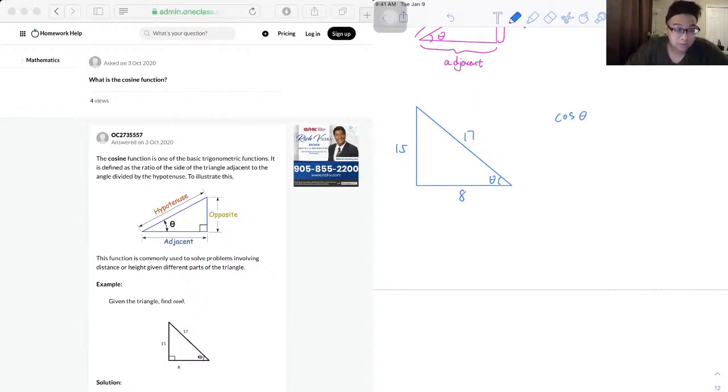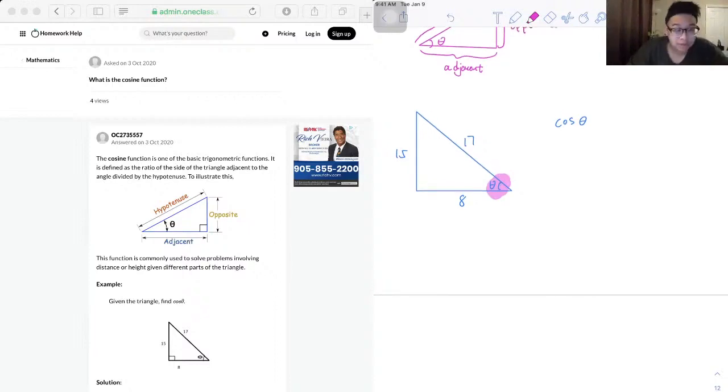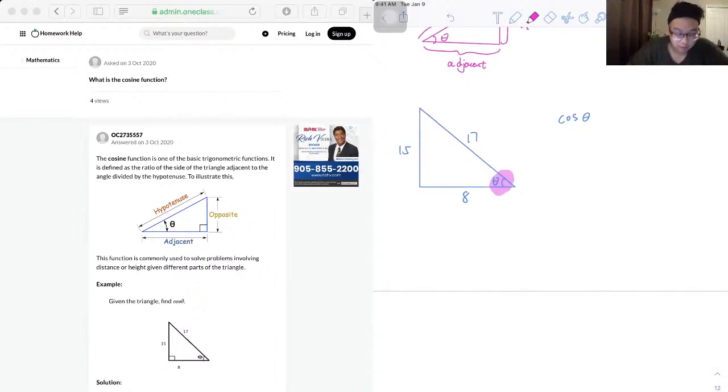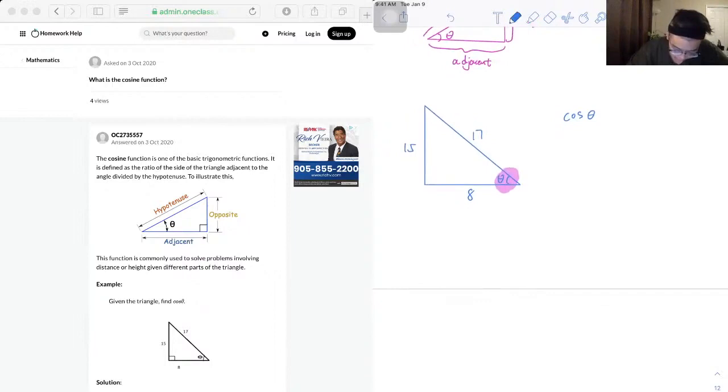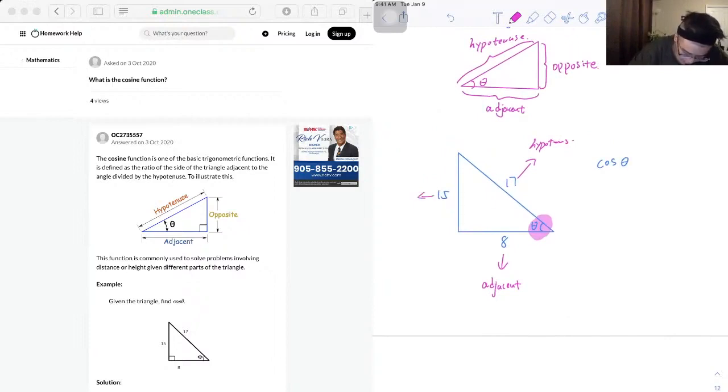So with respect to the angle, which in this case would be theta, it's right here, we can observe that the adjacent side has a measurement of 8 units, and the hypotenuse had a measurement of 17 units. So I'll just write it here. So this part will be adjacent, and 17 will be the hypotenuse side, and this part 15 is our opposite.